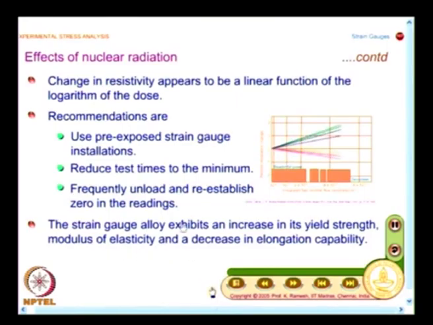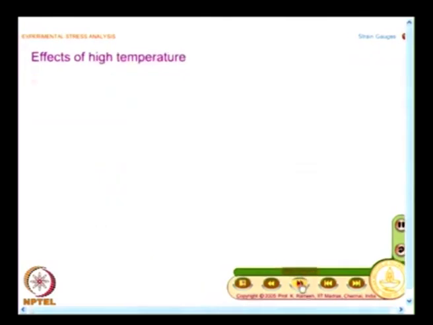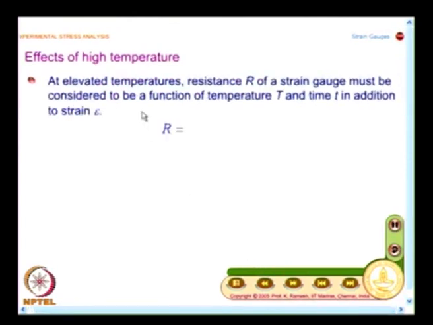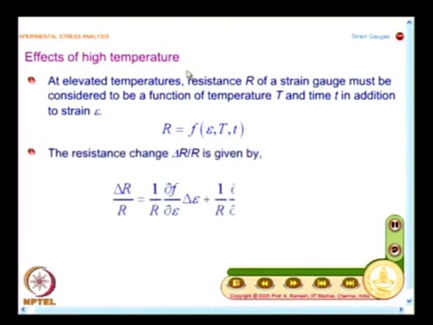And the other aspect is, the strain gauge alloy exhibits a decrease in elongation capability. So, you need to look at what damaging effects the nuclear radiation can introduce. Now, we move on to effects of high temperature. When you are talking about high temperature, we are really talking beyond 250 degrees.